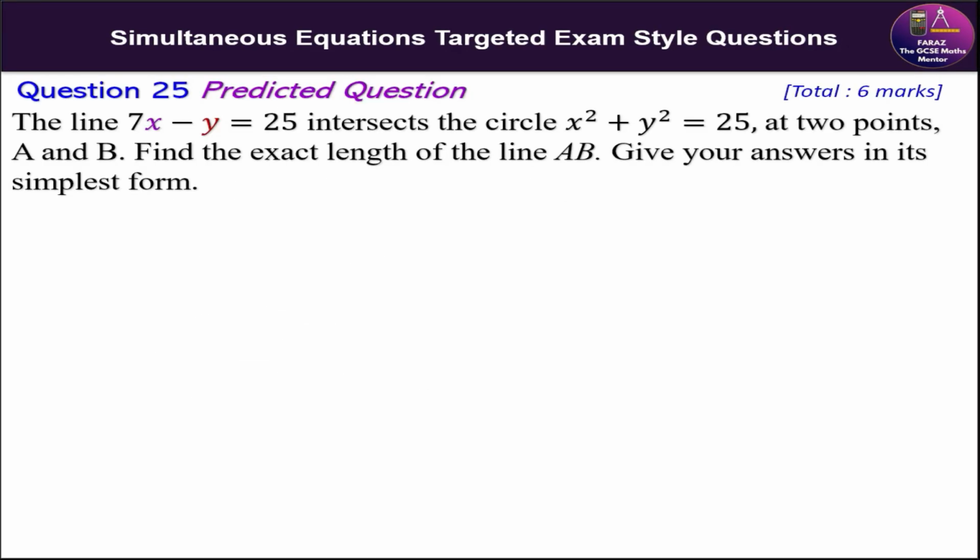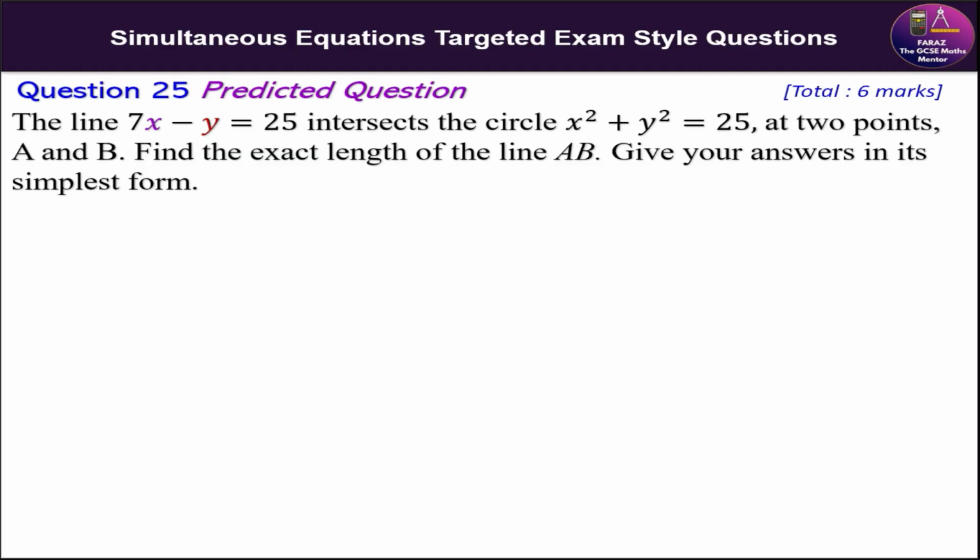Alright, let's start with question number 25, a predicted question for the upcoming exam. The line 7x minus y equals 25 intersects the circle x square plus y square equals 25, that's a circle equation, at 2 points A and B. Find the exact length of the line AB, give your answer in its simplest form. We are told that the line intersects the circle at 2 points A and B, and we need to find the exact length of the line segment AB.